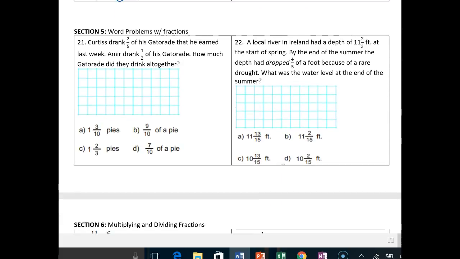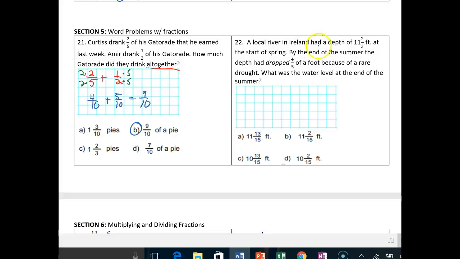Number 25, Curtis drank 2/5 of his Gatorade that he earned last week. Amir drank 1/2 of his Gatorade. How much did they drink altogether? Altogether, where it goes ahead and says add them up. So 2/5 plus 1/2. Find common denominators. So multiply by 5, multiply by 2. You get 4/10 plus 5/10 equals 9/10 of his Gatorade, not pi. I know that was a mistake. Sorry about that.